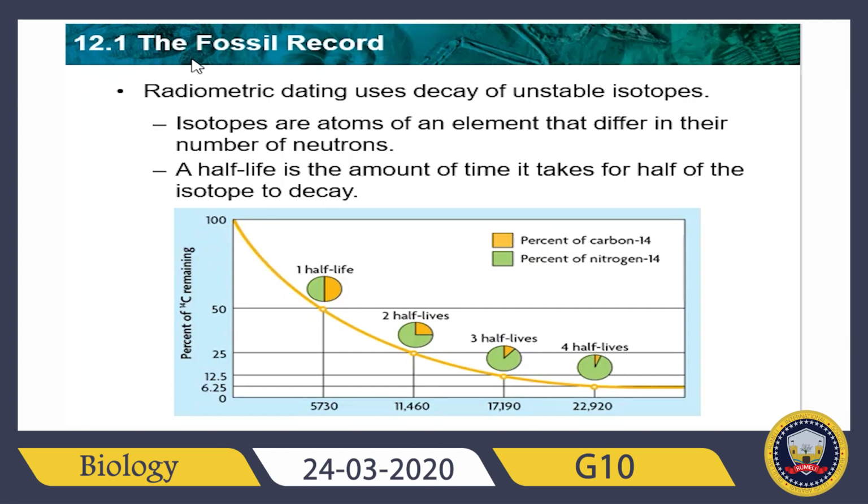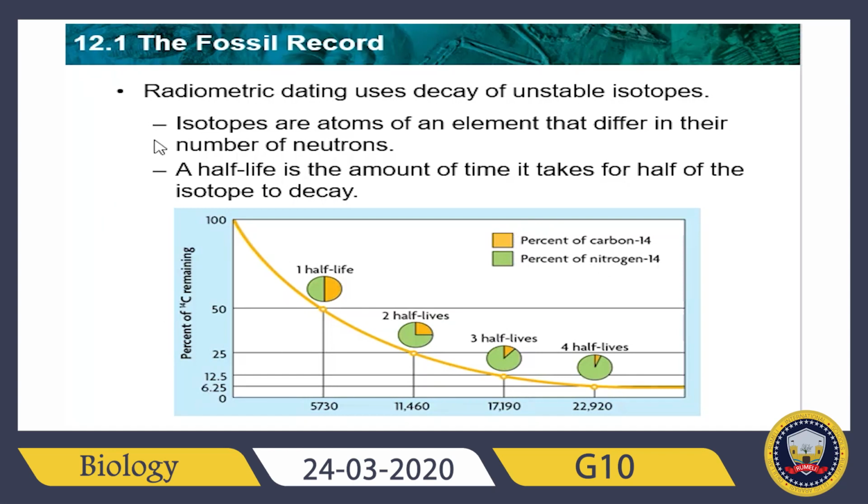So guys, what do we mean by a half-life? A half-life is the amount of time it takes for half of the isotopes in a sample to decay into a different element, or a product isotope. So guys, as we can see here, for carbon-14, for example, and actually for both carbon-12 and carbon-14, they will all decay into a new element, which is nitrogen.